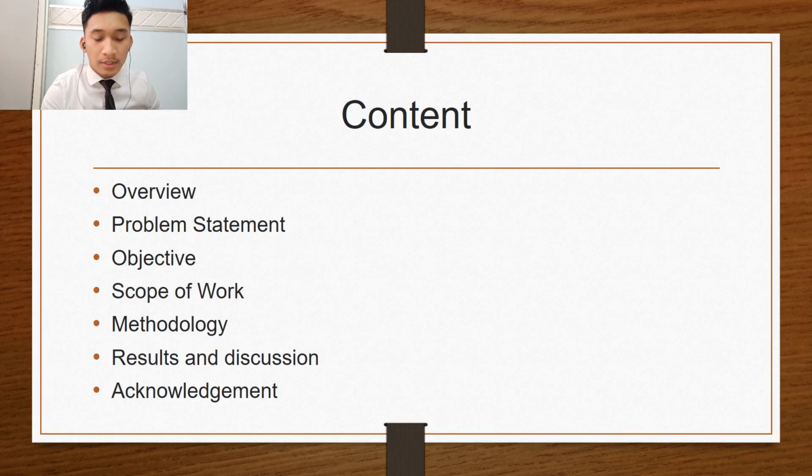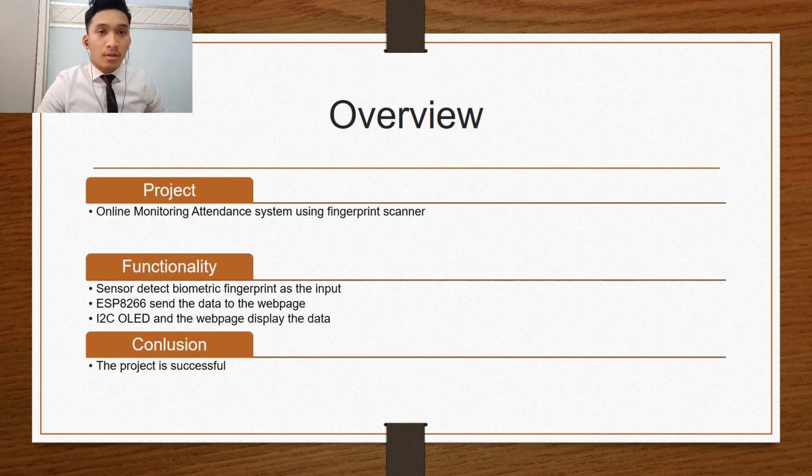Content. First, overview. Problem statement, objective, scope of work, methodology, result and discussion, and last one, acknowledgement. The overview. There are 3 parts here: project, functionality, and the conclusion. For the project, the title is Online Monitoring Attendance System using Fingerprint Scanner. For the functionality, sensor detect biometric fingerprint as the input.